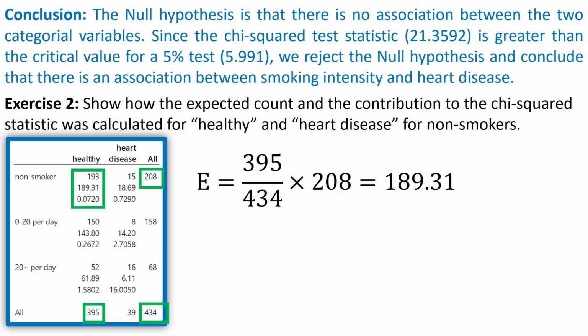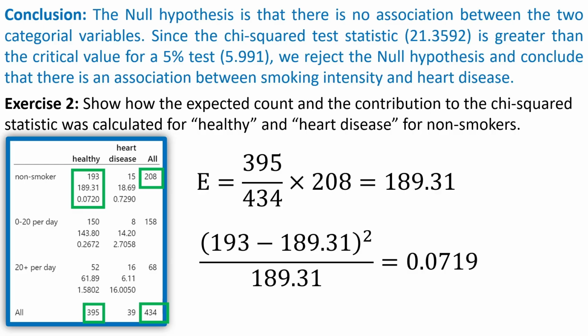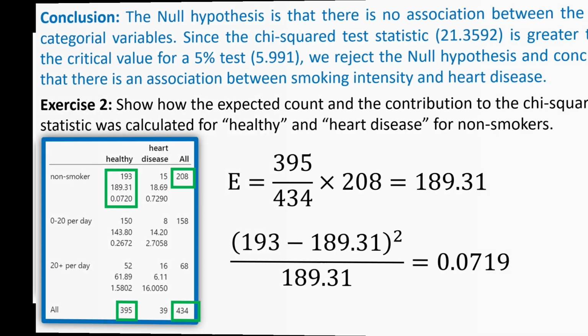The contribution to the chi-squared statistic is what we observed minus what we would expect to see if the null was true. Square that value, divide again by expectation, we get 0.0719. Again, in agreement with the Minitab output. So good there. But we're also asked to calculate the same for the heart disease category. So moving on to that.